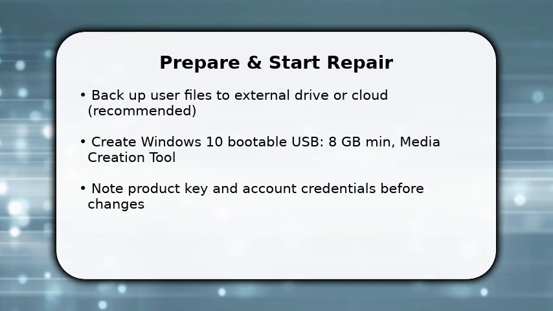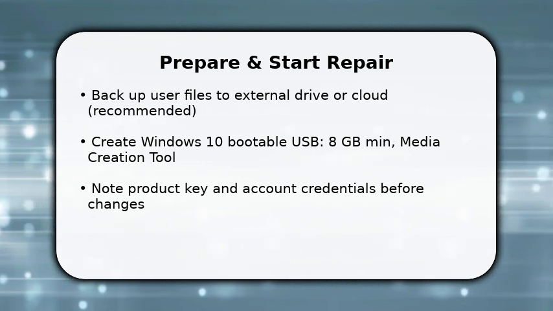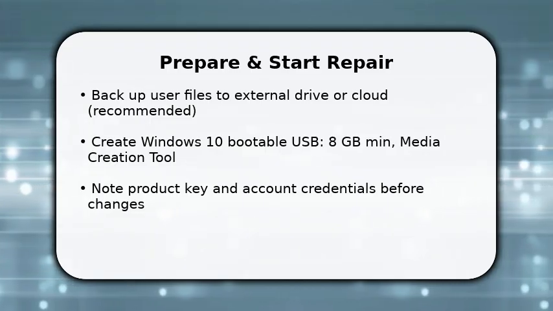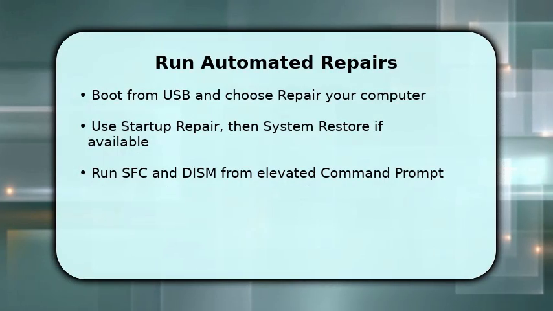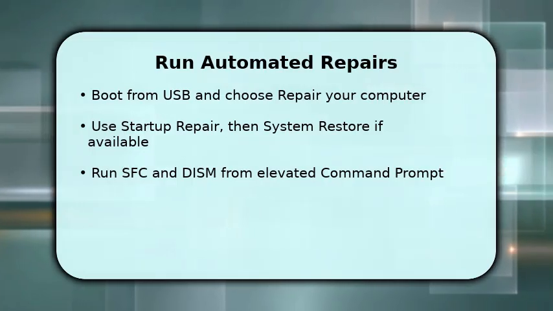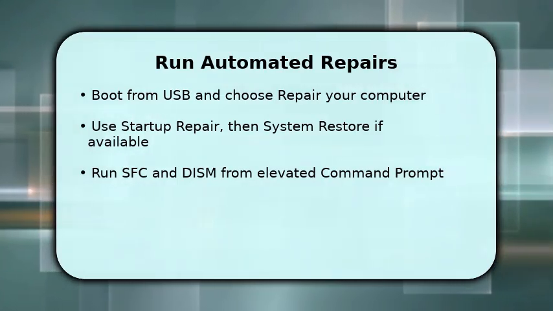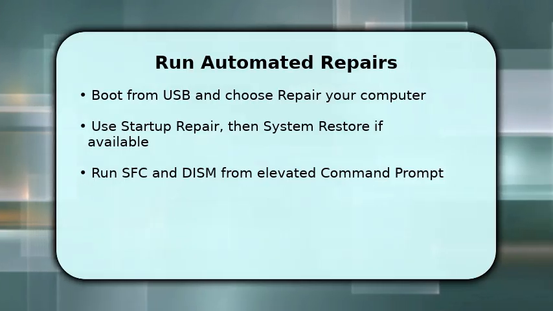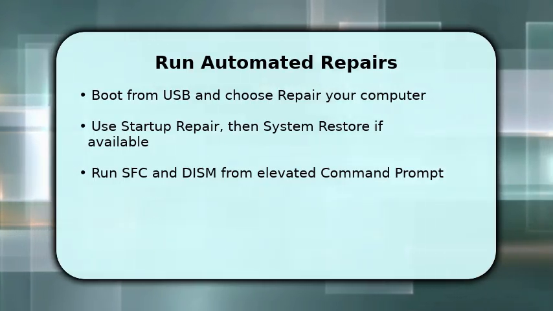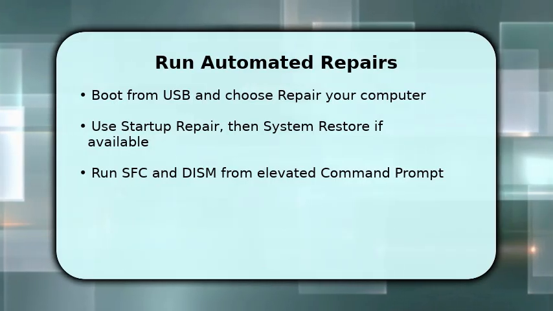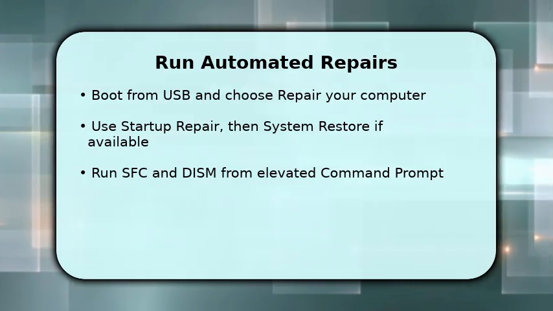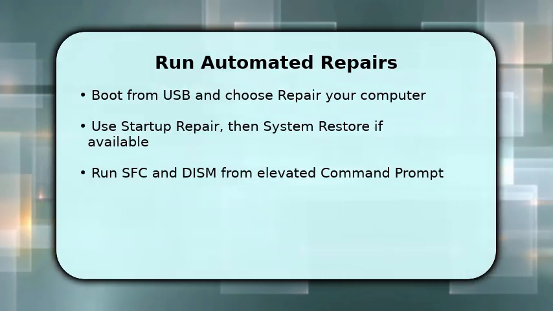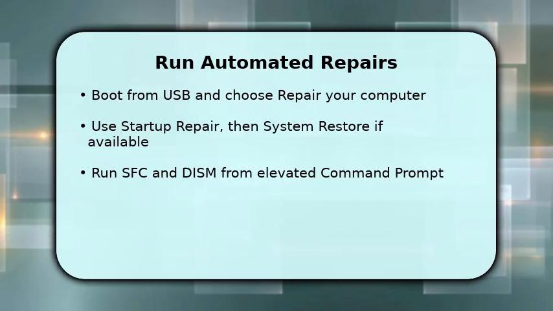You now run automated and file repair tools to fix common issues. Boot from the USB, select Repair Your Computer, then try Startup Repair. This fixes bootloader and critical startup files automatically. If problems persist, use System Restore to revert to a recent restore point. Next, open Command Prompt as administrator and run sfc /scannow, followed by dism /online /cleanup-image.